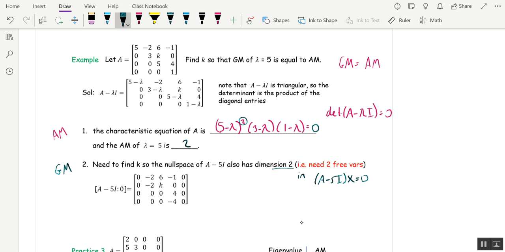Okay, so this is A minus 5I, augmented with 0. I only need to go to echelon form to look for free variables. I don't have to go to reduced echelon. So I'm just going to leave the top row alone. Then I'll multiply the top row by negative 1 and add it to the second row. Then I'll leave row 3 alone, and I'll use row 3 to kill row 4. Okay, so I've got pivot, pivot. So two variables are leading. They can't be free no matter what. X1 is free, so I need X3 to be free because I want two free variables. So I need K equals 6.